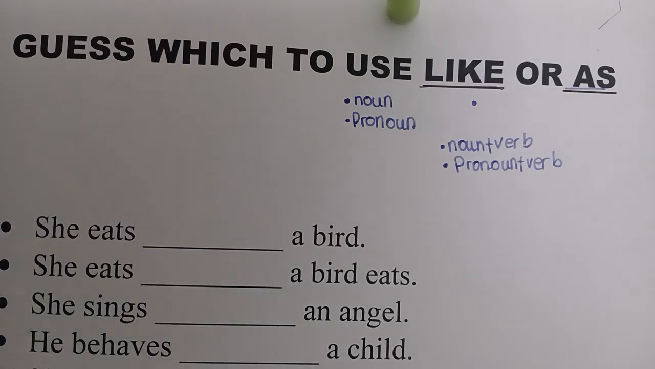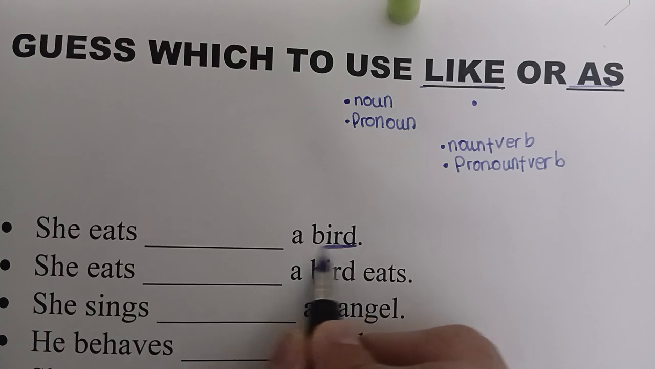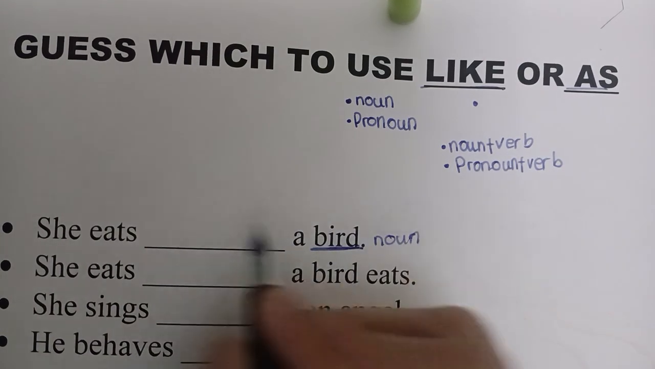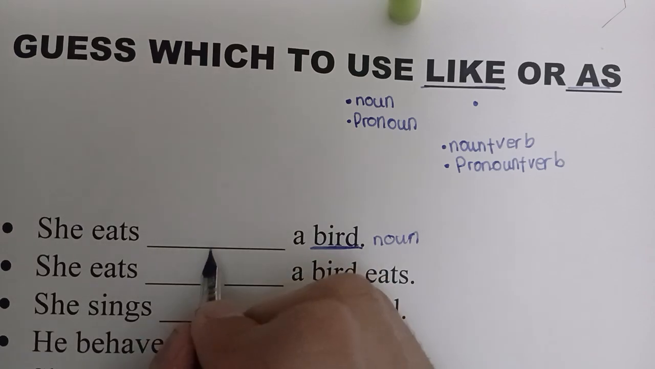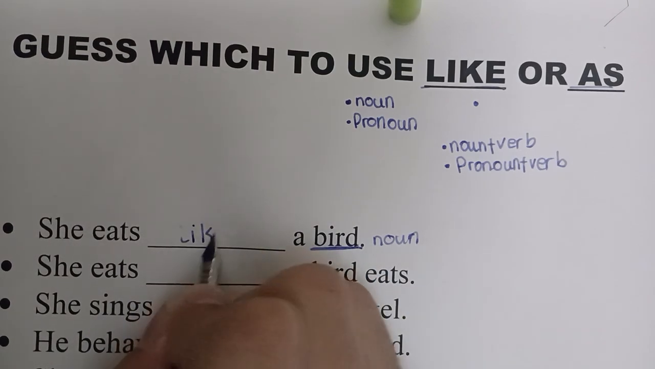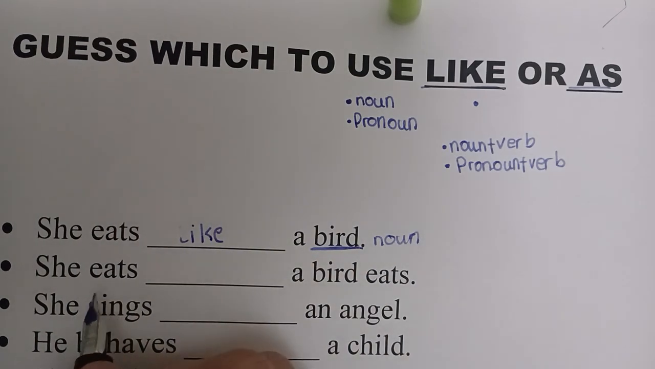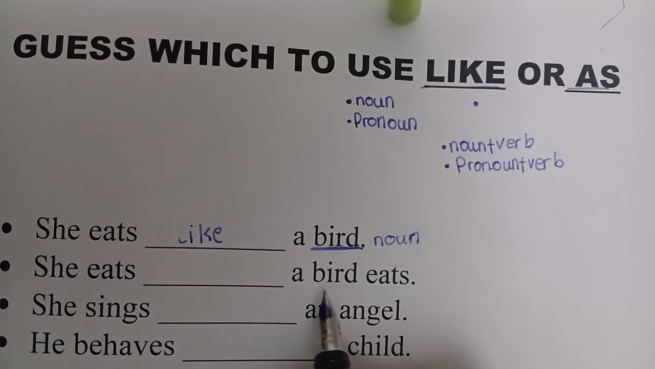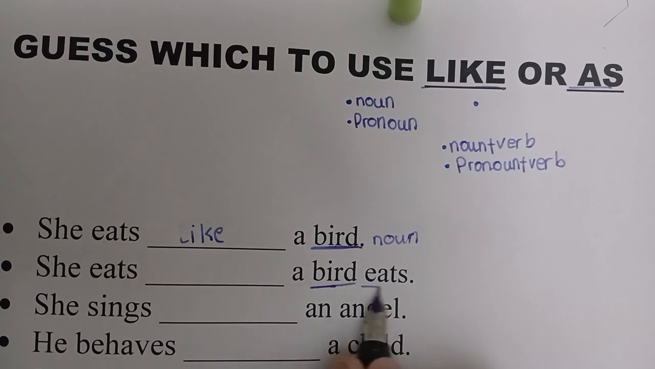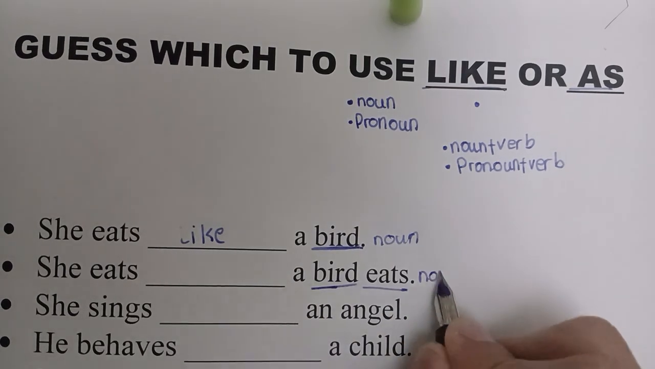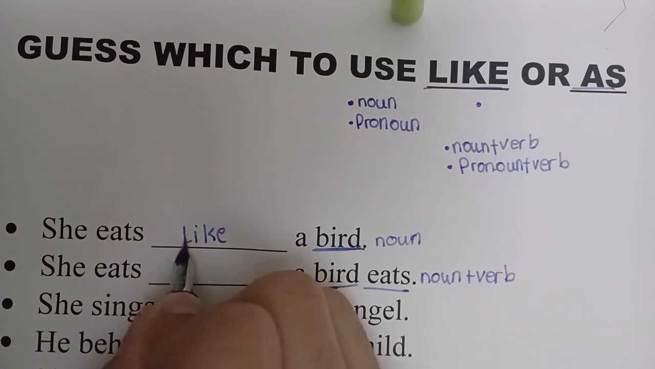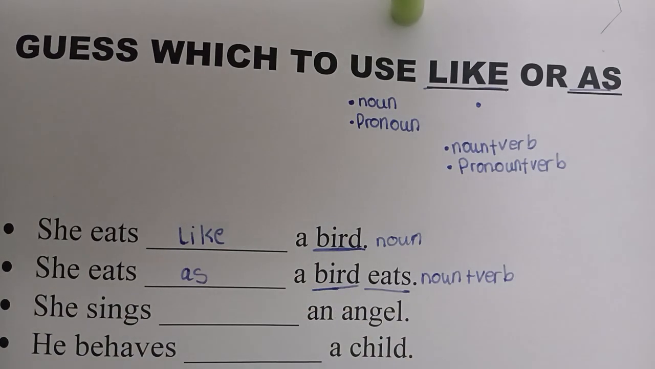The first example you can see here: she eats slash a bird. A bird is a noun, so it is gonna be "like." The next is: she eats slash a bird eats. Over here you can see there are noun plus verb, so it is gonna be "as."